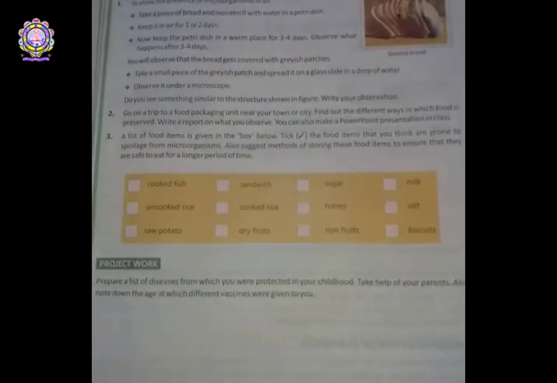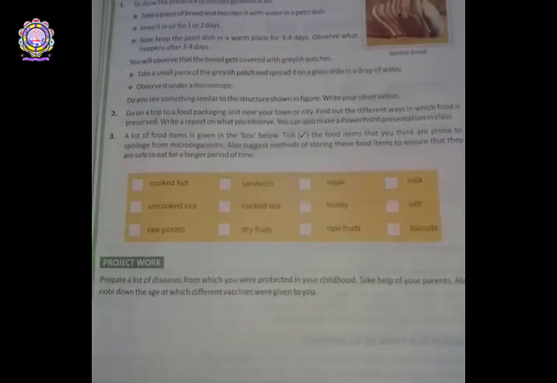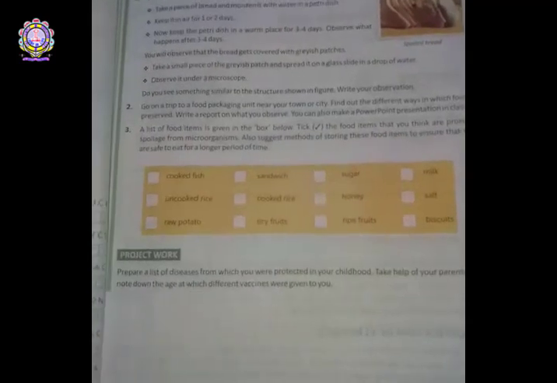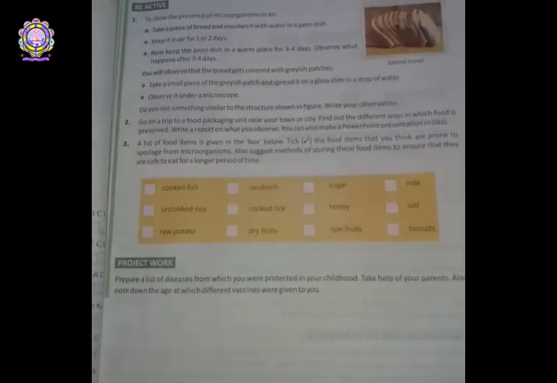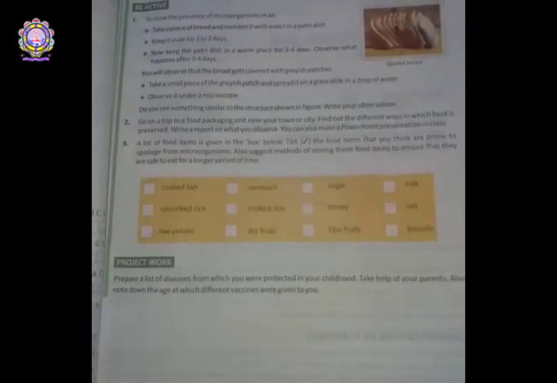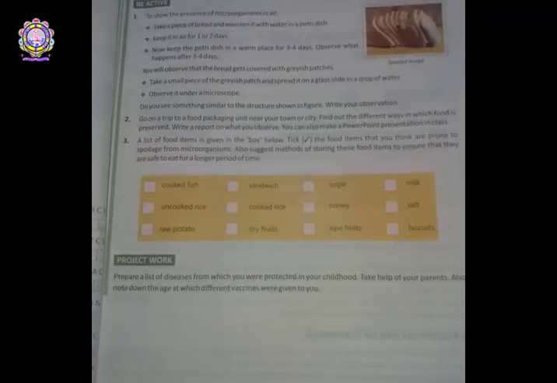This is your homework. Complete it and write which methods you would use to prevent spoilage or preserve these food materials.